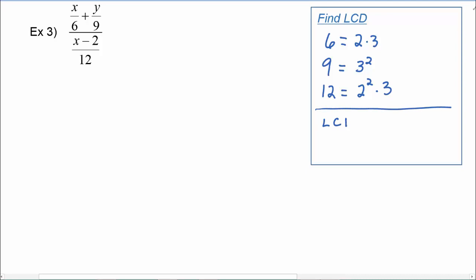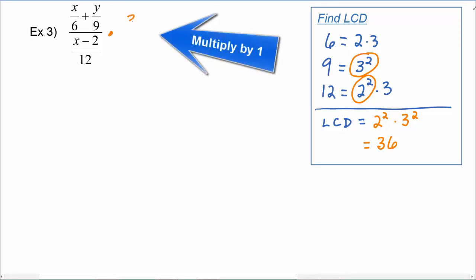Now the LCD will be made up of the highest exponents of each factor. So we have a 2 squared here that we'll use, and we have a 3 squared that we'll use. So our least common denominator is 4 times 9, which is 36. Now we come back over to the original problem, and we're going to multiply by 1 in the form of 36 over 36.